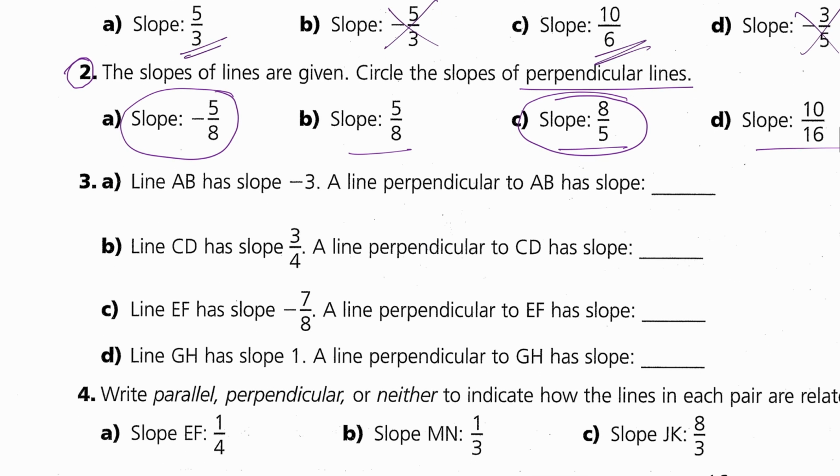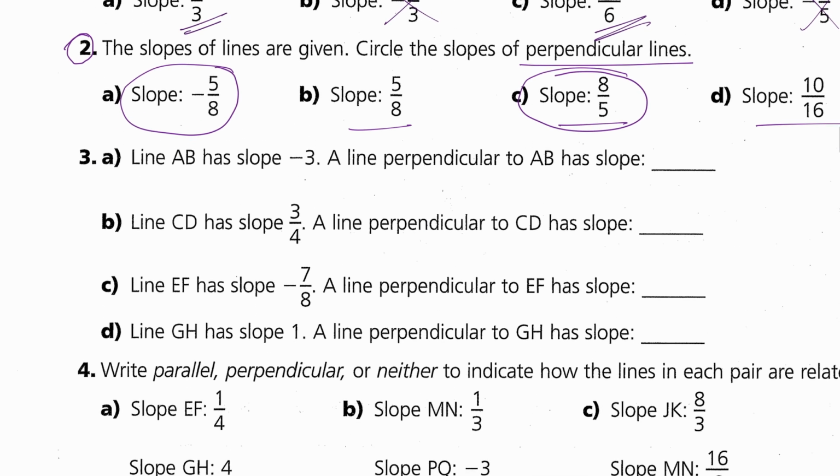So apply the same knowledge over here for answering question number 3. A line has a slope negative 3. Write a perpendicular line. So you have to write the negative reciprocal over here. Then a line CD has a slope 3/4 and the perpendicular to CD, again write the negative reciprocal. Again for the perpendicular of EF, write the negative reciprocal of 1.